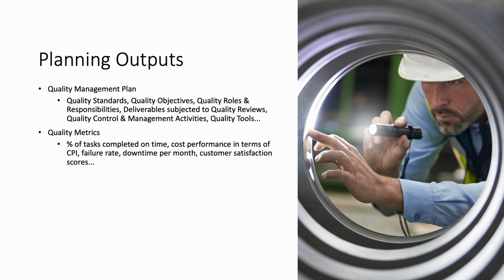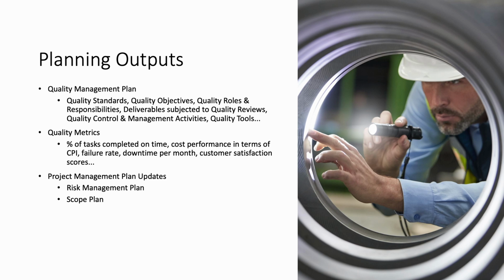The second output is quality metrics, which describe how the control of quality will be set. For example, we can count the number of downtimes per month to assess TTC subway service quality. Other metrics can be CPI, failure rate, and number of defects per day.